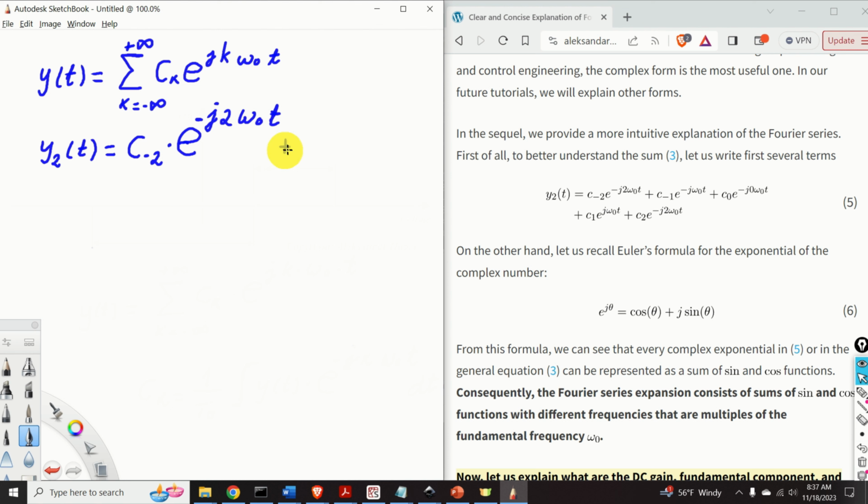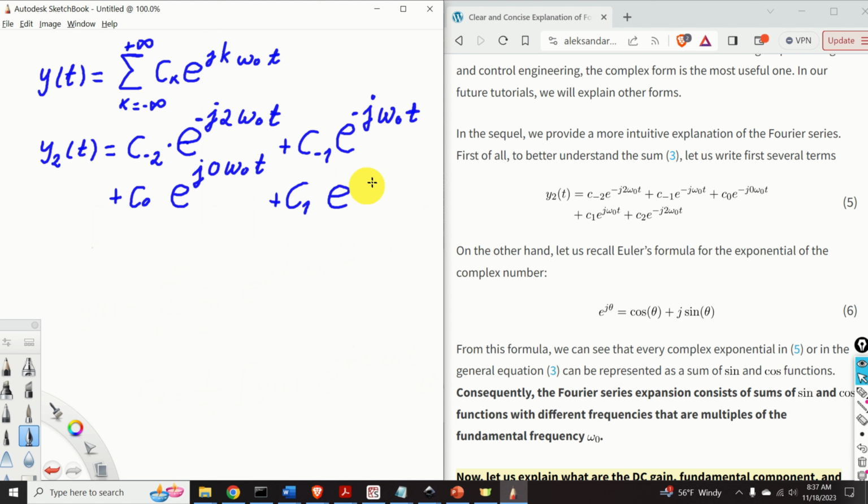Then I have this term, c minus 1 e to the power, k equal to minus 1, so I have minus j omega 0 t. Then I have, for k equal to 0, c0 e to the power j 0 omega 0 t. Then we have c1 multiplying e to the power j omega 0 t. And finally, we have the last term, c2 multiplying e to the power j 2 omega 0 t.